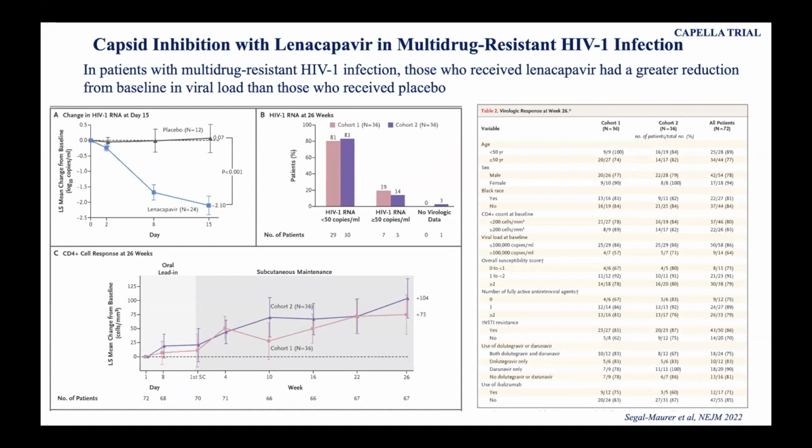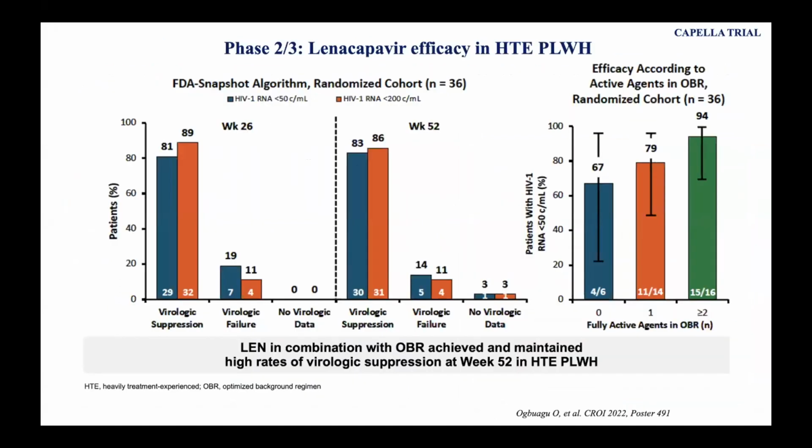And you see that there was a very big decrease from baseline viral load in these individuals, and the efficacy was maintained in both cohorts, non-randomized and randomized. Overall there are 72 patients, and you see a good efficacy here after 26 weeks, also with recovery of CD4 cells. And here are the new data that have been presented, just about the randomized cohort.